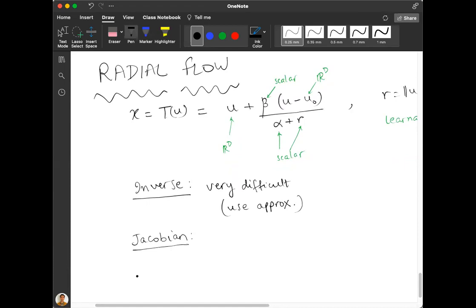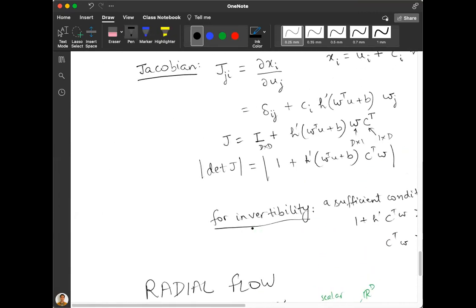Sir, is the inverse needed at all? I mean, we are introducing these flows to sample from a complex distribution. So why would one want to go from a complex to a simpler one? Okay, good question. Why would we need the inverse?